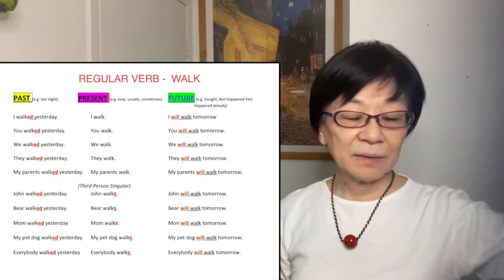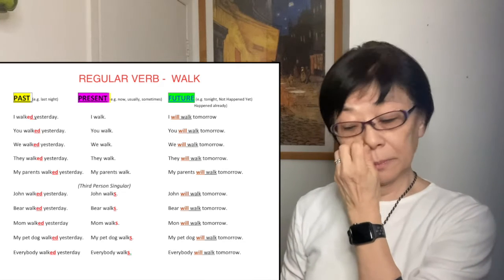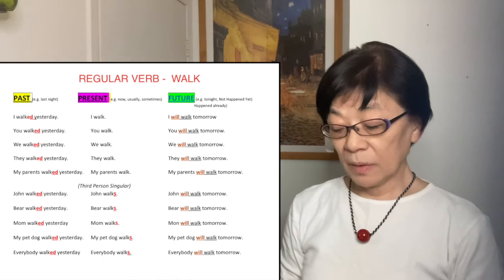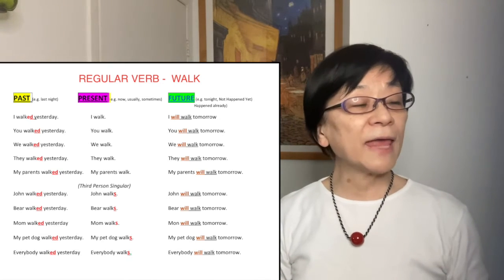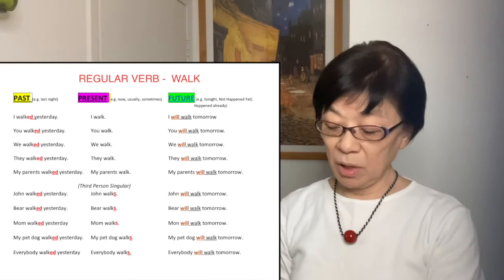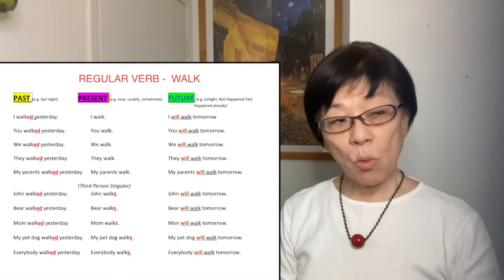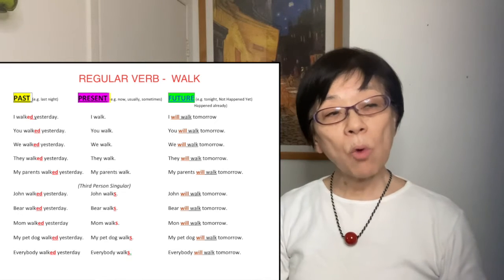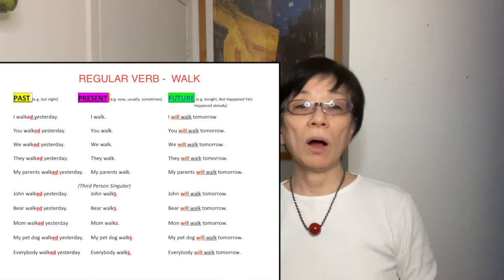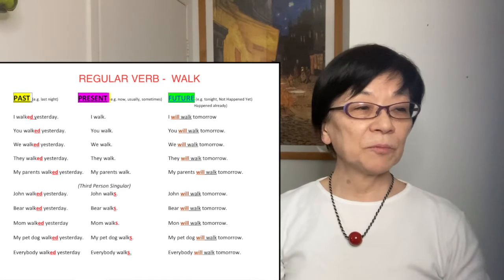Anybody notice something from this chart? I'm using the verb walk as an example. So the present tense is in the middle. I walk, you walk, we walk, they walk. We talked about this third person singular, which is the bottom half of the present. John walks, Bear walks, Mom walks, my pet dog walks, everybody walks. So that's the present. And what do you notice?